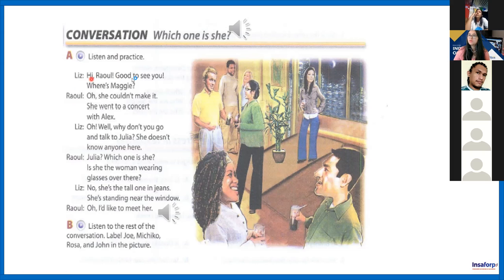Hi, Raul, welcome to you. Where is Maggie? Oh, she's called Maggie. She went to concert with Alex. Where? Why don't you go and talk to Julia? She doesn't know anyone here. Julia? Which one is she? Is she the woman wearing glasses over there? No, she's the tall one in jeans. She's standing near the window. Oh, I like to meet her.